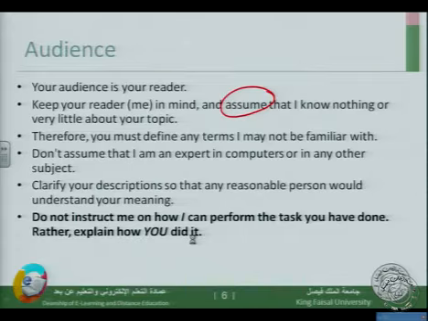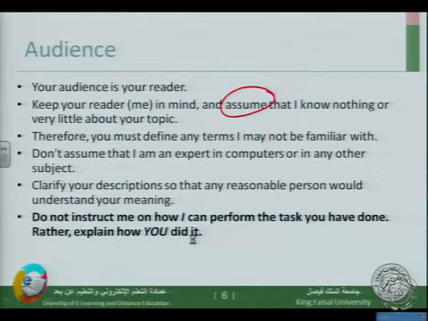Okay? So you need to clarify your description so that any reasonable person would understand your meaning. So write in clear language. Do not think that choosing complex words or very unfamiliar words or old words or phrases will make people say, wow, he's a good writer. لا. The good writer is the one who writes clearly with simple words, simple phrases.